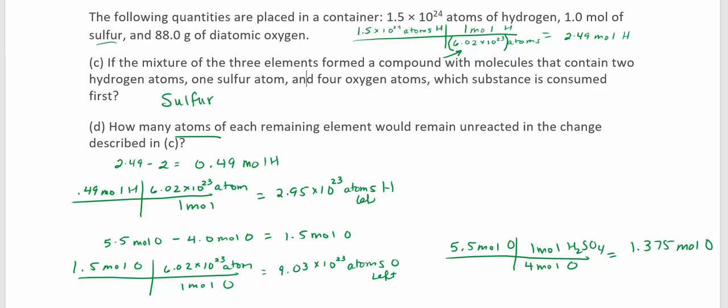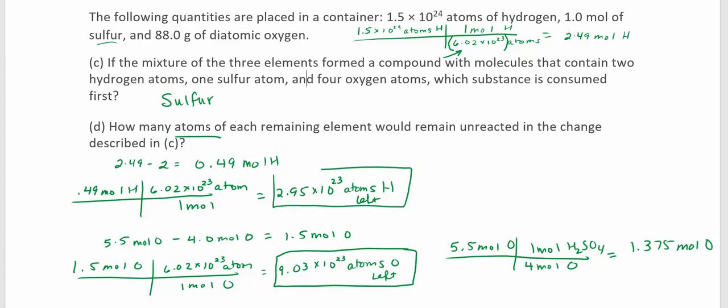Now make sure these values make sense. We had more than 1 mole of oxygen, so our number should be greater than Avogadro's number. But with hydrogen, we had less than 1 mole, so we should have less than 1 mole left. Hope that helps.